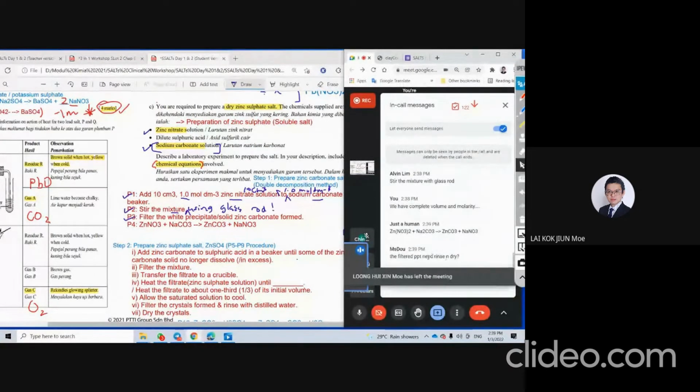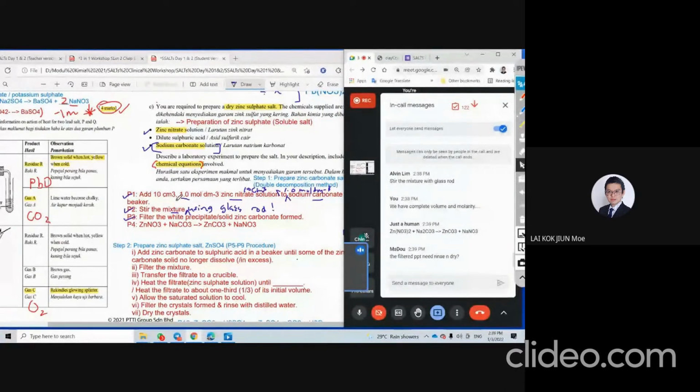Need to rinse and dry it? Okay, you check. Okay, filter it. For this question, filter and rinse with distilled water. We don't need to dry it. This one we don't need to dry it. You can see this is sodium nitrate.